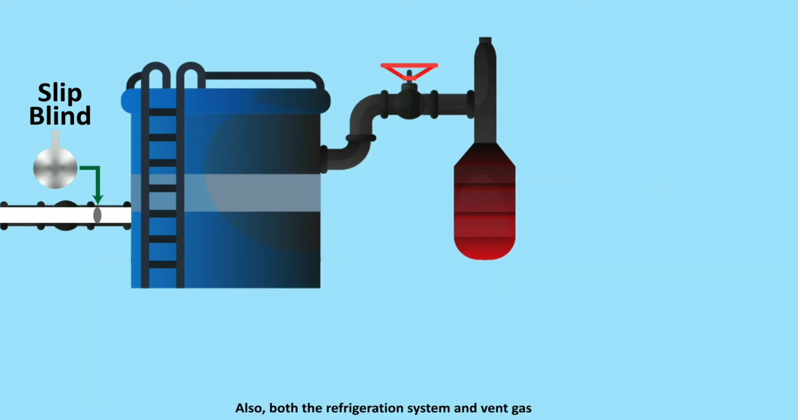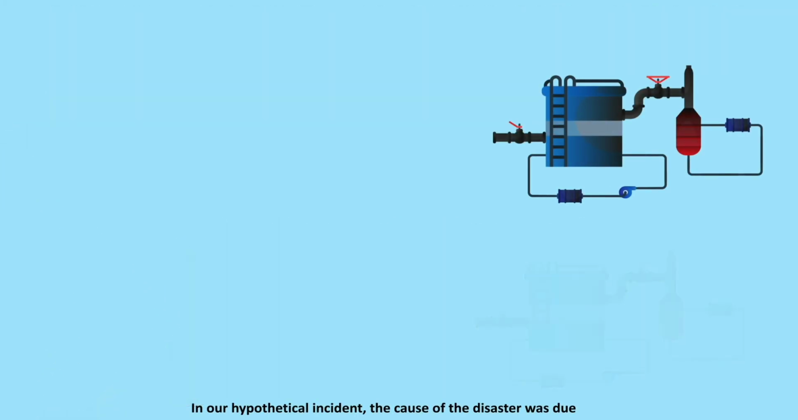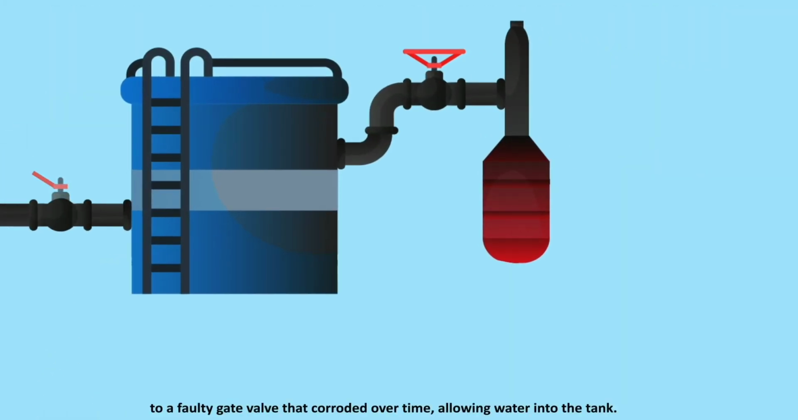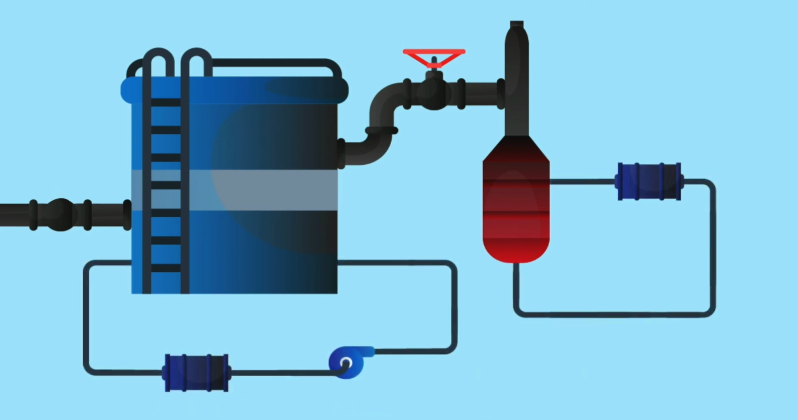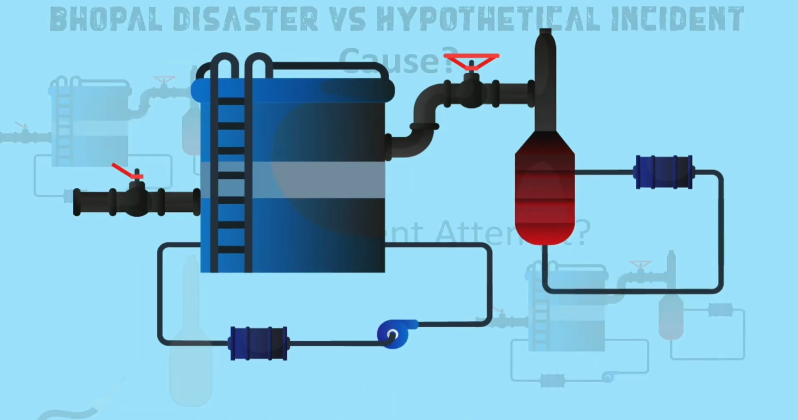Also, both the refrigeration system and vent gas scrubber were switched off as the plant suffered financially and had to save on operational costs. In our hypothetical incident, the cause of the disaster was due to a faulty gate valve that corroded over time, allowing water into the tank. Besides, both the refrigeration system and vent gas scrubber were switched on, but they lacked any control measures.